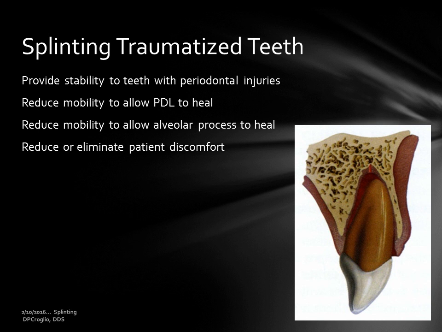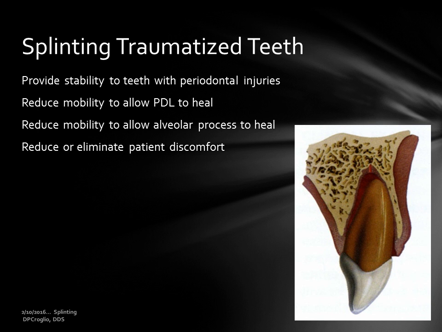When an object strikes a tooth, energy is transferred to the tooth, often resulting in fracture of the crown or root. Energy can also be transferred to the supporting tissues, specifically damaging the periodontal ligament, the cementum of the tooth, and often the alveolar bone. Application of a splint allows the torn or stretched periodontal ligaments to properly repair.